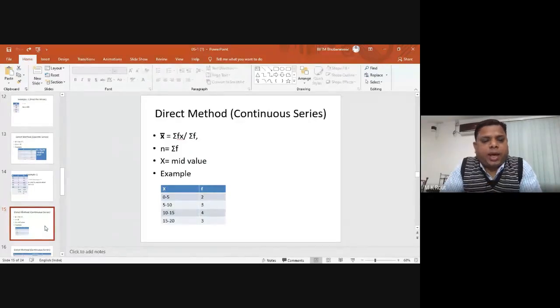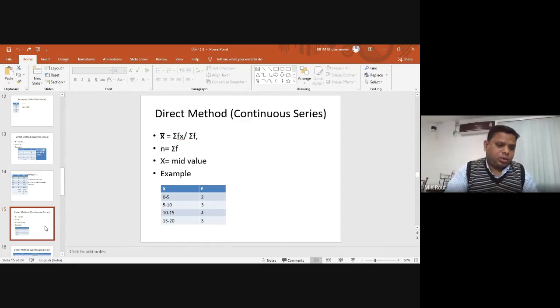That is x bar equals summation of fx divided by summation of f, and here n equals summation of f, and x stands for your mid value. Here is a typical example. In case of x, the range of data is given. For the first row, that is 0 to 5, the frequency is 2. Similarly, for 5 to 10, the frequency is 3. For the third row, 10 to 15, the frequency is 4. For the last row, that is 15 to 20, the frequency is 3.